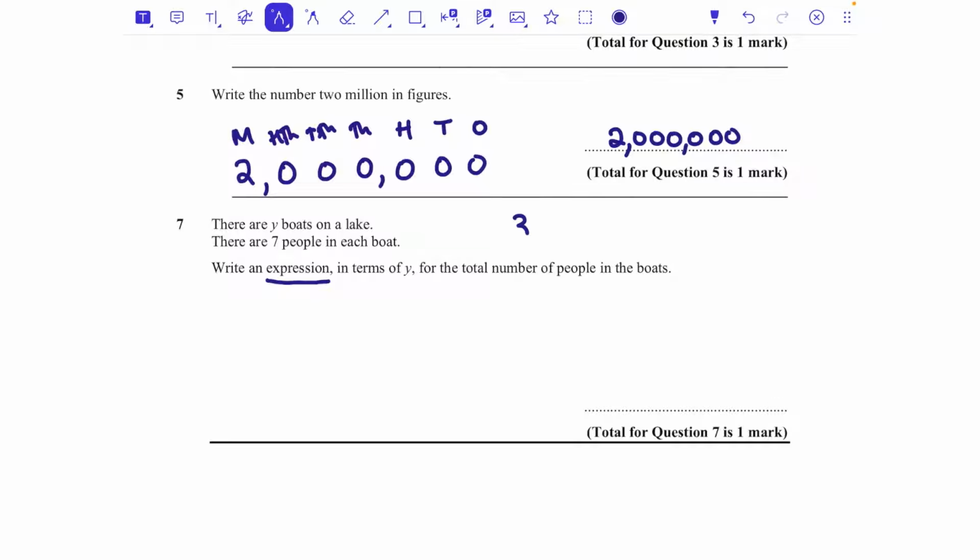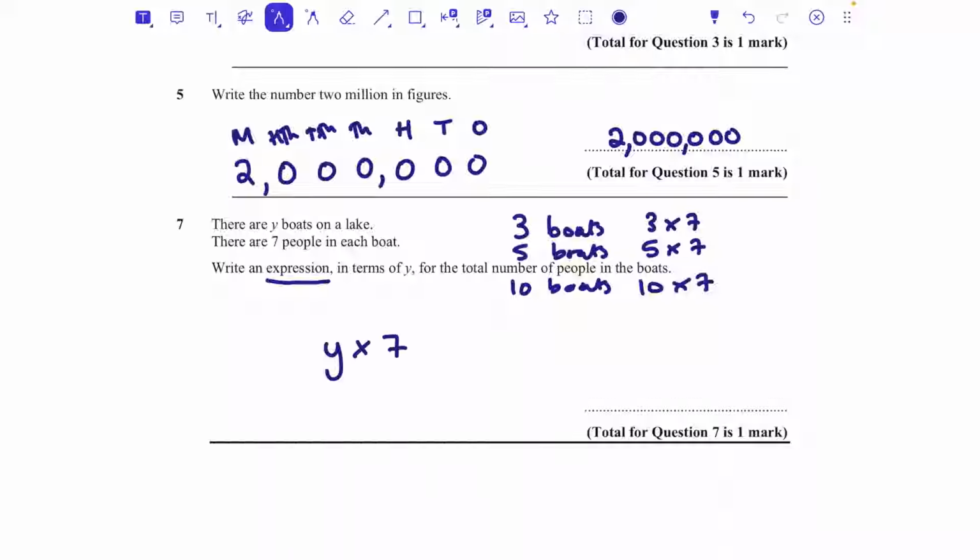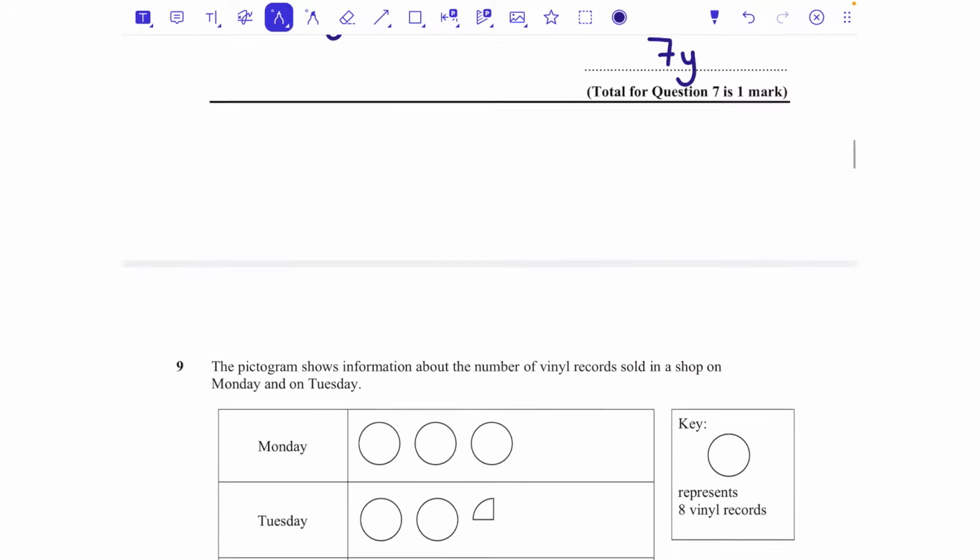altogether. Now, if you had 3 boats, you would do 3 times 7. If you had 5 boats, you would do 5 times 7. If you had 10 boats, you would do 10 times 7. So the sum that we would do is a multiplication of however many boats there are multiplied by the 7 people. So I don't know how many boats there are, but I do know that there are Y boats. So it's going to be Y times 7. I'm not going to write it like that though. How do I write Y times 7? I write 7Y, 7 lots of Y. That would be your answer for 1 mark.